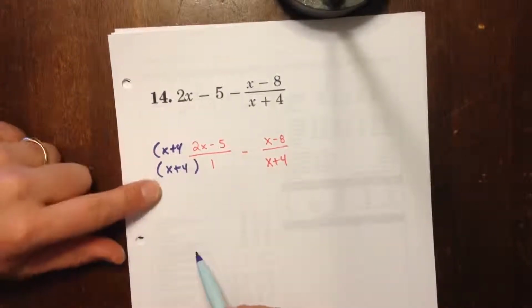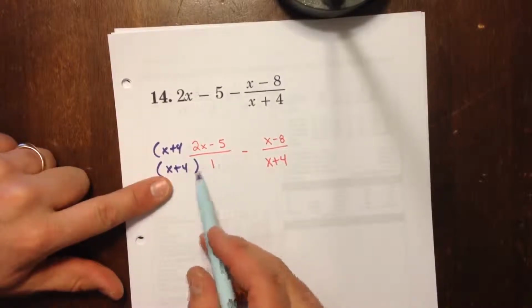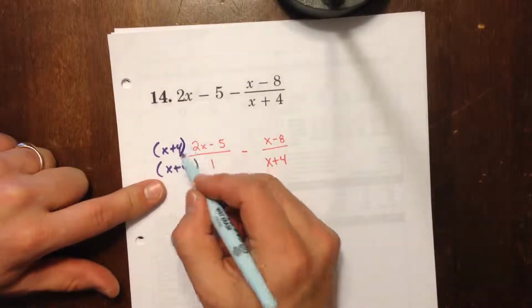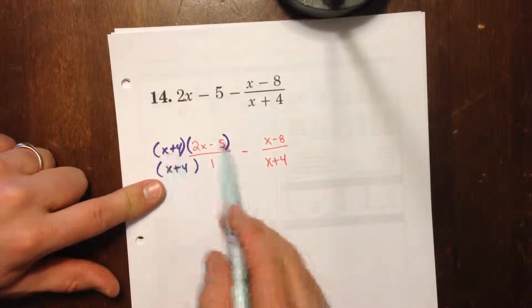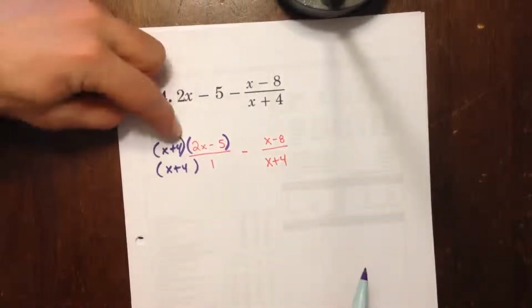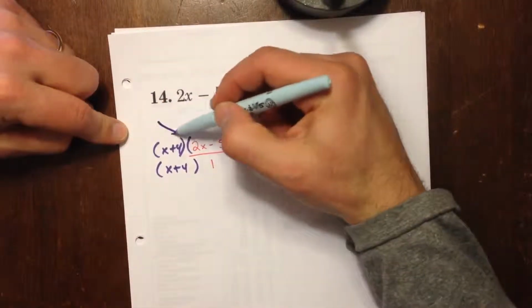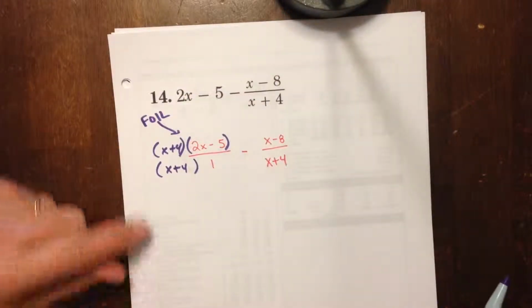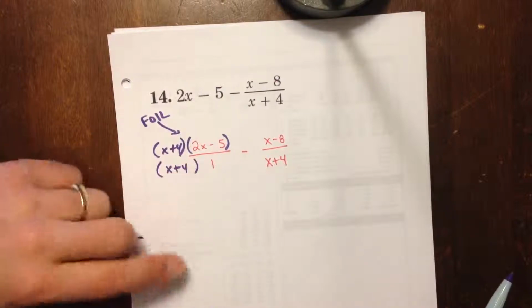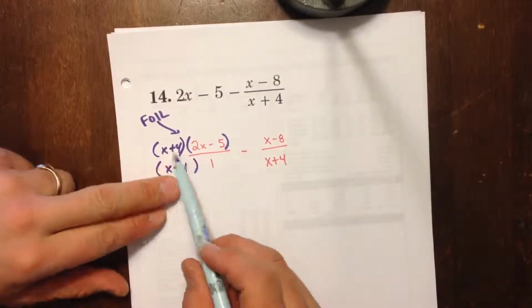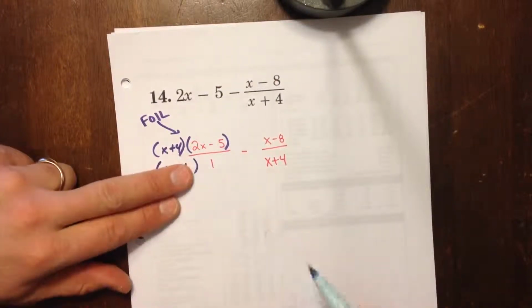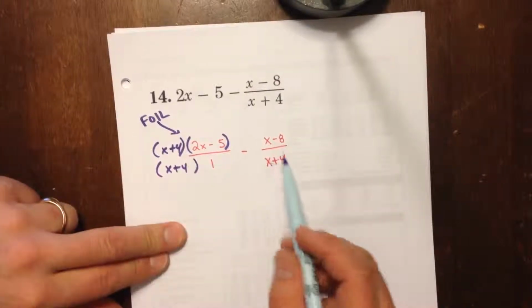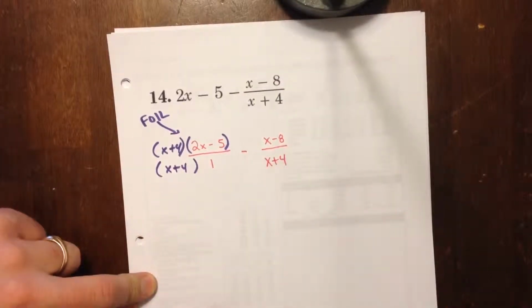But when I multiply the quantity x plus 4 times 1, I just get x plus 4. But when I multiply it up here to this other quantity, this is a FOIL up here. A lot of students were forgetting either how to FOIL or they just weren't multiplying that together right. So don't forget, you have to FOIL that out. This one's set to go because it already is x plus 4.